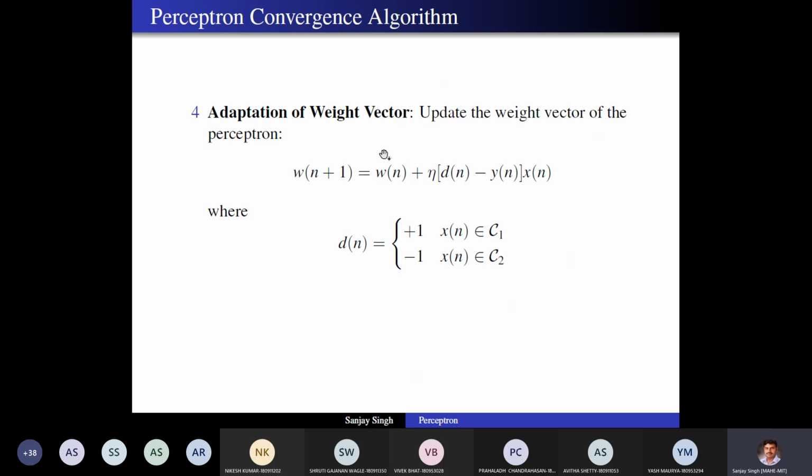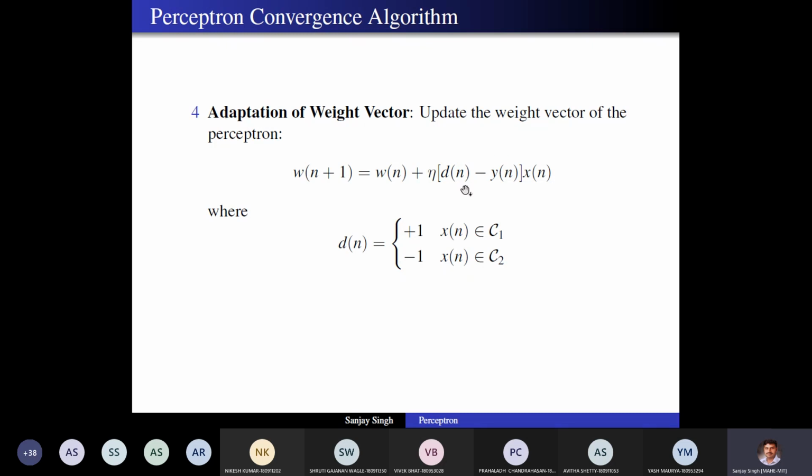At the nth time instance, you calculated the actual output. If the difference between the actual output produced by the system with the current set of synaptic weights and the desired response is 0, meaning they are exactly the same, then you don't change the synaptic weight for the next iteration. It will remain the same because this entire part becomes 0.